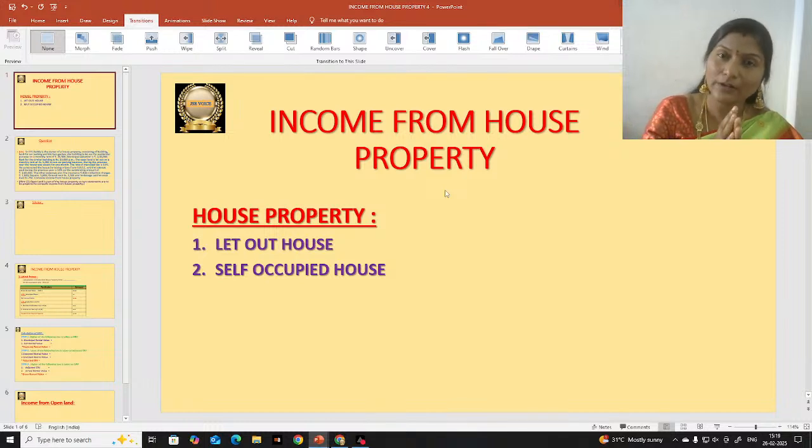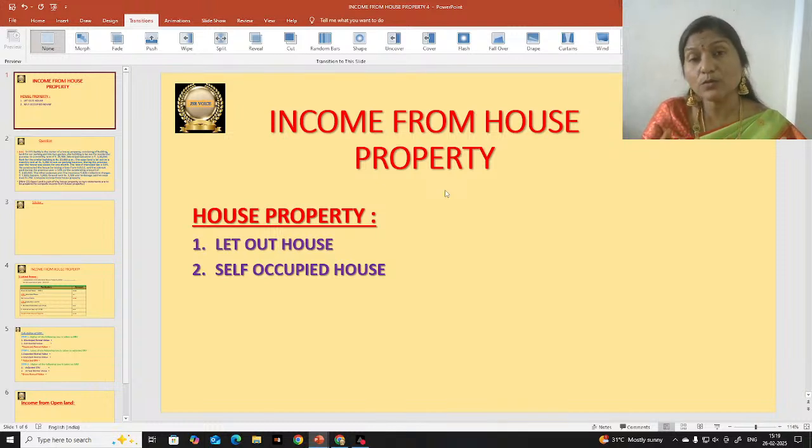and we should see how much income the owner is getting, calculate the tax liability, and calculate the income from house property of that assessee. So whenever he is giving a house on rental basis to another person, we have to call it a let out house. A self occupied house is a house in which the owner himself is staying. We can call that house a self occupied house.